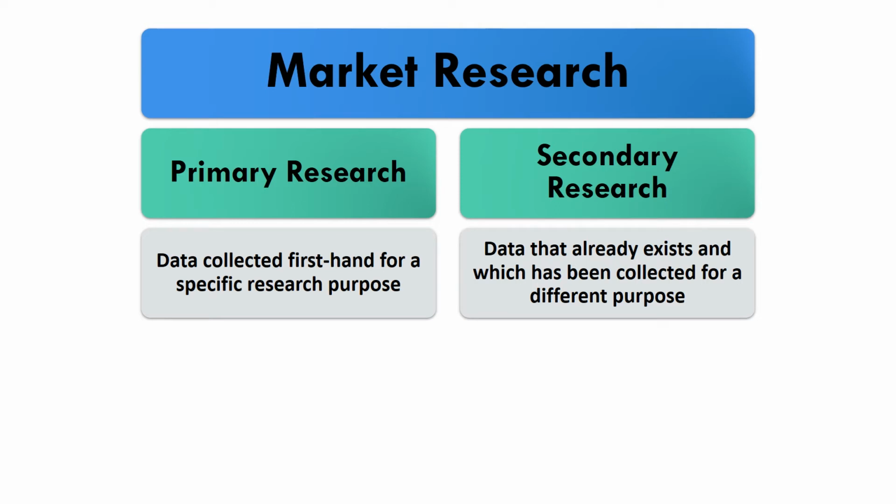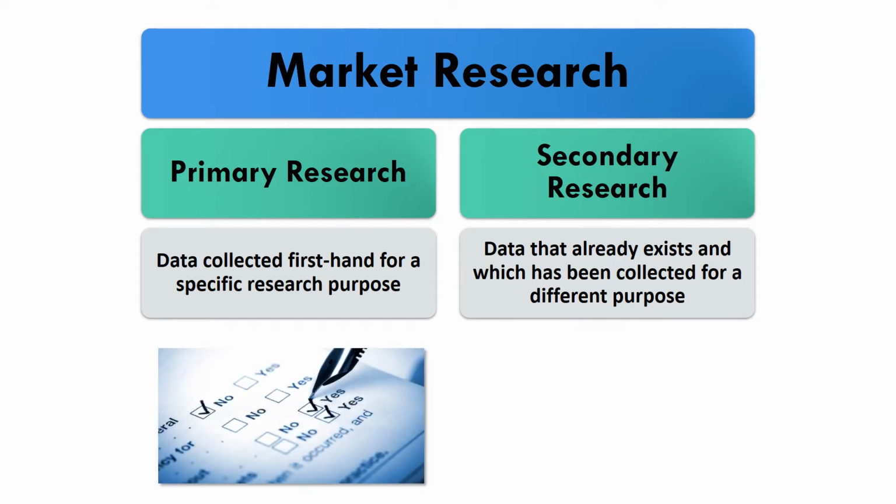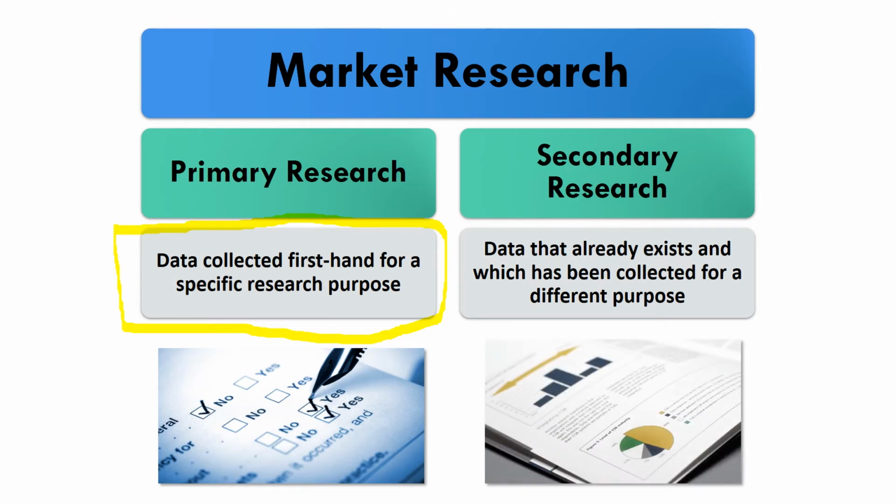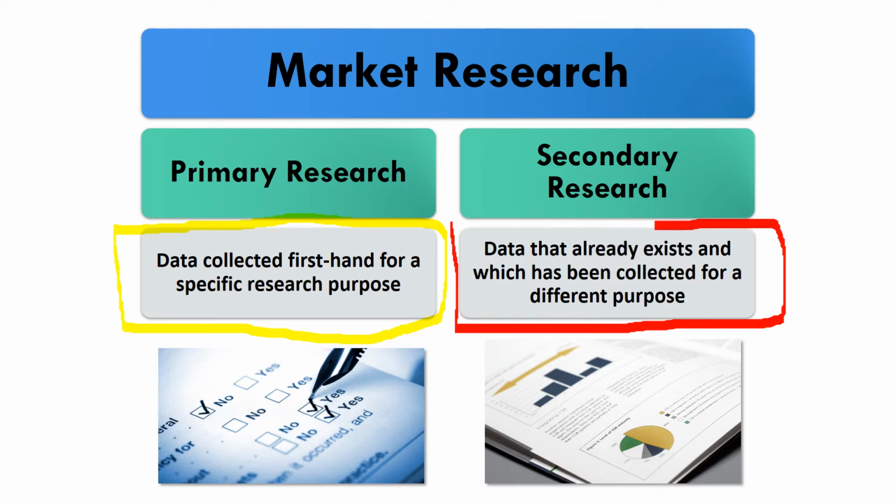So businesses will undertake research, and there are two broad categories of research that we need to be aware of. The first one is called primary research, and this is data collected firsthand for a specific research purpose. So a purpose has come to mind for a business, and then they've gone out and collected data specifically to address that. The second type of research is known as secondary research, and that is where the data that already exists and has already been collected is then used for a slightly different purpose.